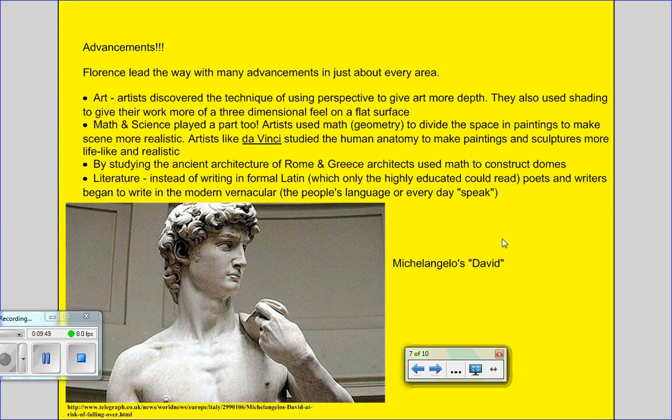Last but not least, other areas of advancement was literature. There was a famous poet of the time named Dante. What he did is that he began to write in the modern day vernacular. In other words, Dante would create works that could be understood in the people's everyday language. Before this time, a lot of the writing was in formal Latin, which only the educated or the upper class could read and understand.